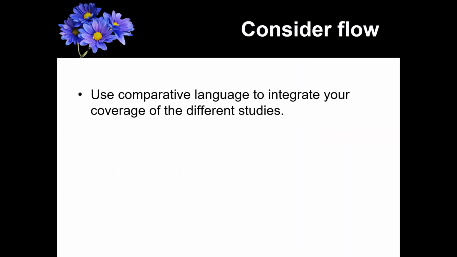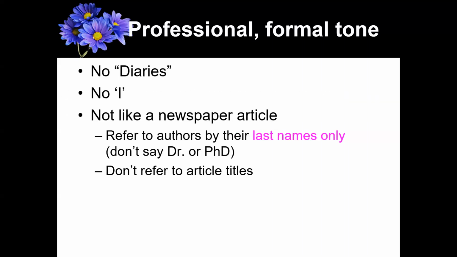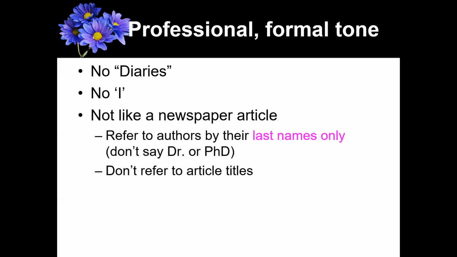I'll show you examples in a bit, but when you're in your introduction, talking about how this person found this, you're not going to say the article title. You are, of course, going to say that in your references page that comes at the end, but not in what they call the in-text citation. It also should be last names only, not doctor or PhD, and no first names or middle names.